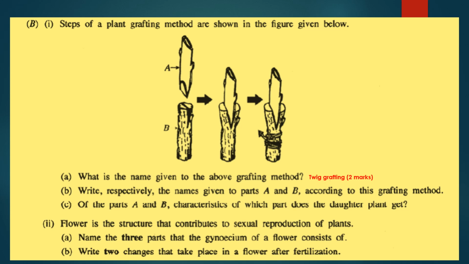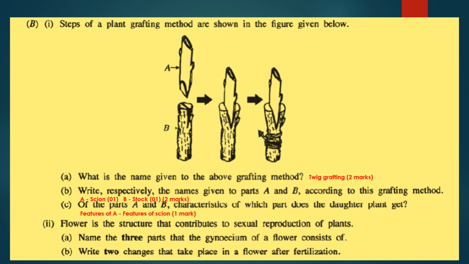Part B. Write respectively the names given to parts A and B according to this grafting method. A is the scion, B is the stalk. You can earn 2 marks. C. Of the parts A and B, characteristic of which part does the daughter plant get? Characteristics of A or scion. You can earn 1 mark.